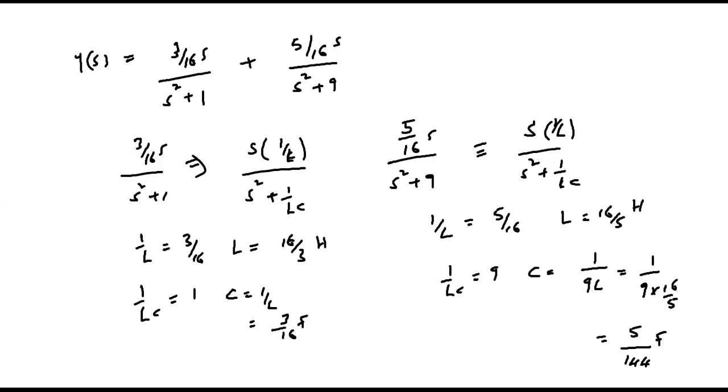From this, then we can draw our network. We can draw our network as a network that has two series inductor capacitor networks, but they're in parallel.